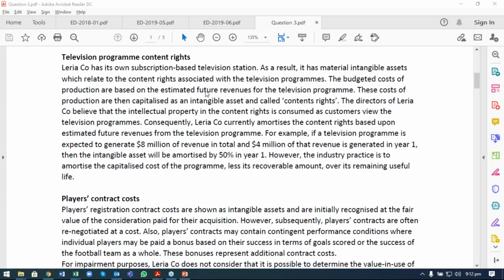So the carrying value of the old building should be charged to profit and loss account immediately, as you can say, as an impairment.